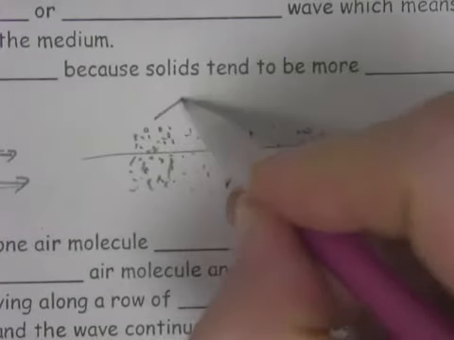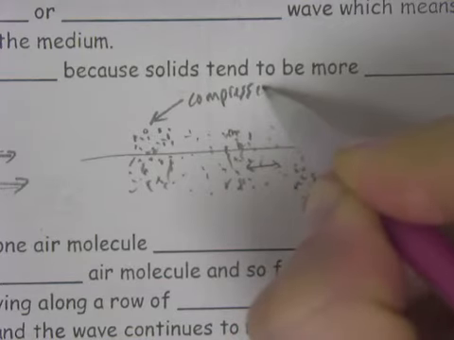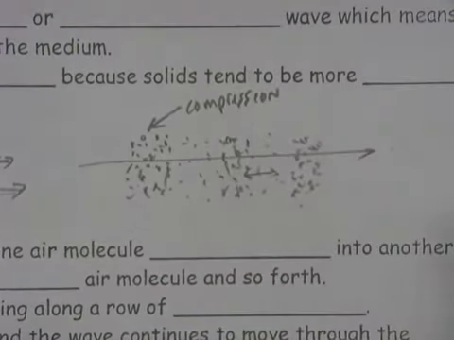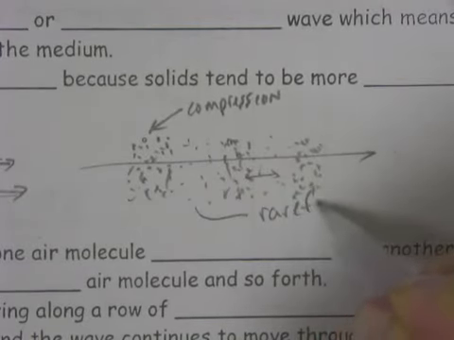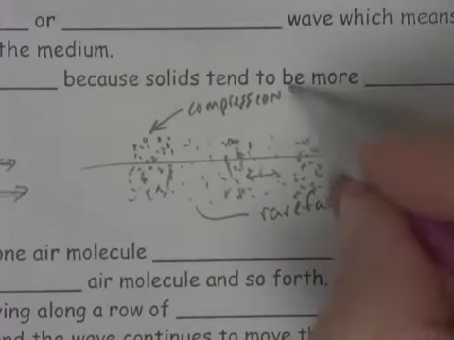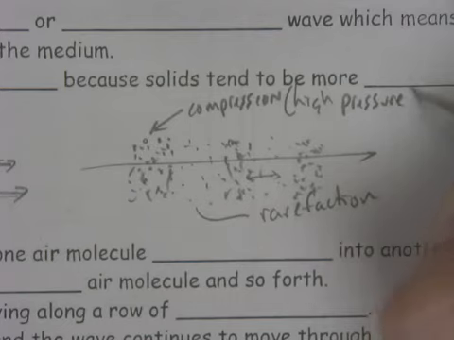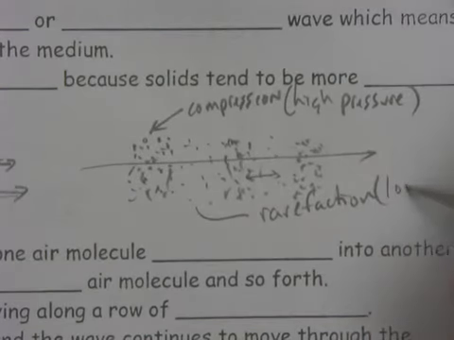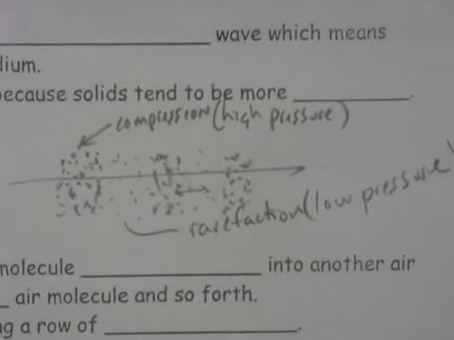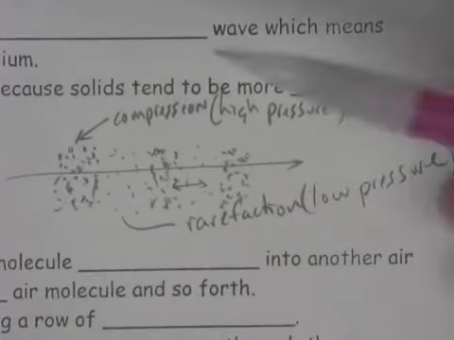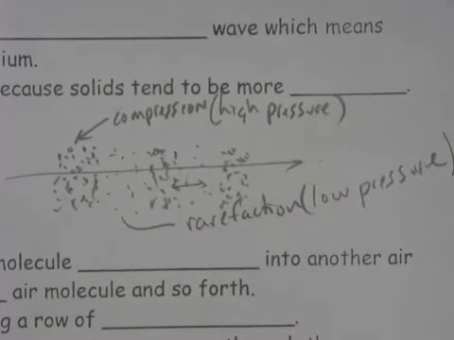We call this area right here a compression. Alright, so that's a compression. And then we call this area right here a rarefaction. Compression is where you have high pressure. And a rarefaction is where you have low pressure. Okay, so let me move it so you can see it. Compression is where everything's kind of bunched together. That's why it's high pressure. And low pressure is where the molecules are spread apart. That's why you get low pressure.